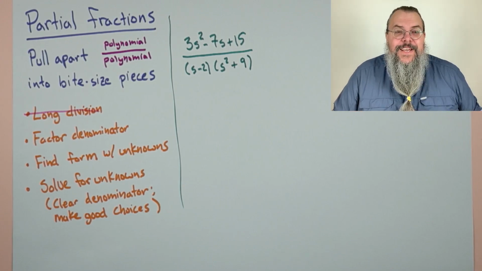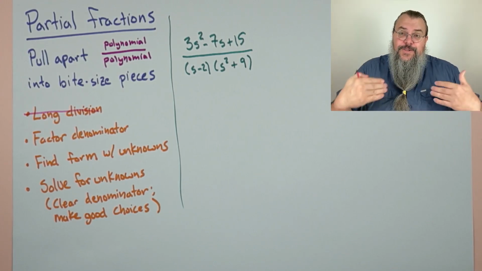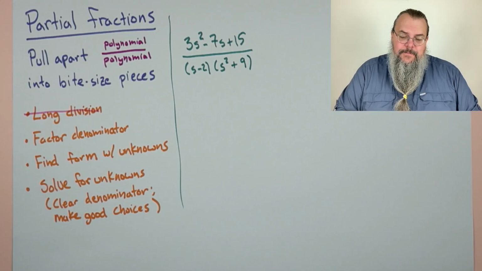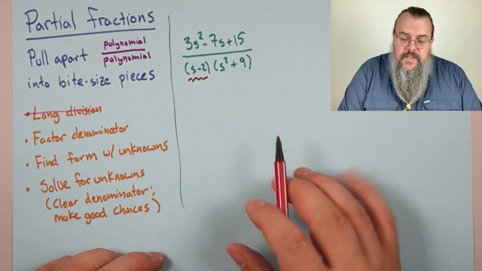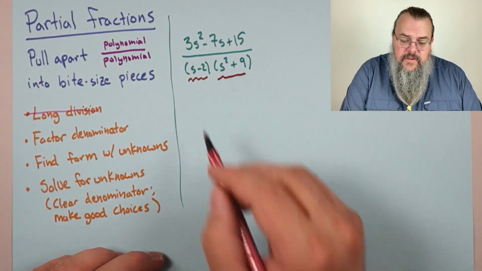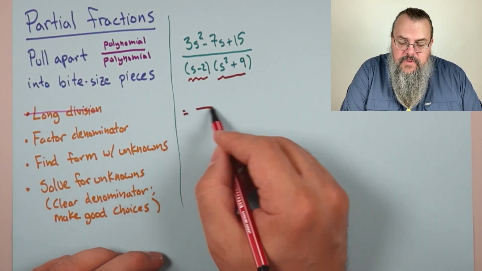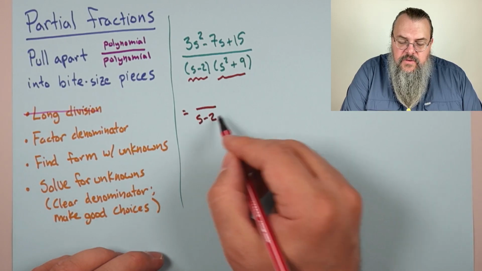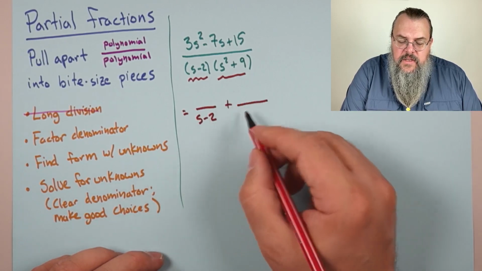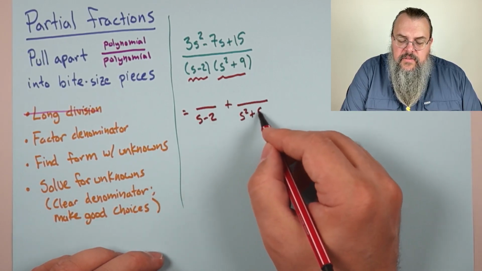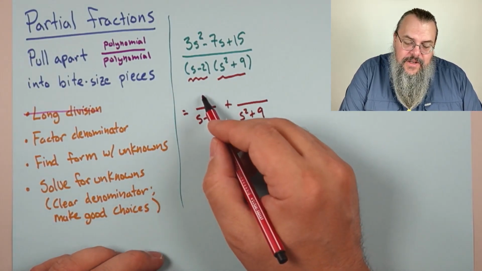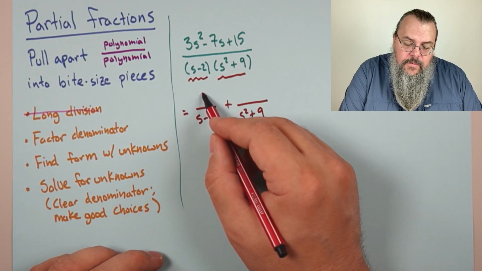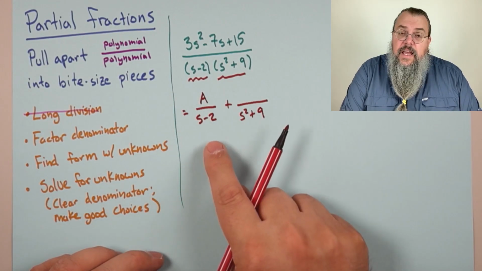Good job. So there's really just two steps, right? We have to find the form. So we say, well, there's a piece that looks like s minus 2. There's a piece that looks like s squared plus 9. So this has to look like something over s minus 2, and then something over s squared plus 9. Now, what are the somethings? Well, on the top, I don't know what goes here, so that's A.